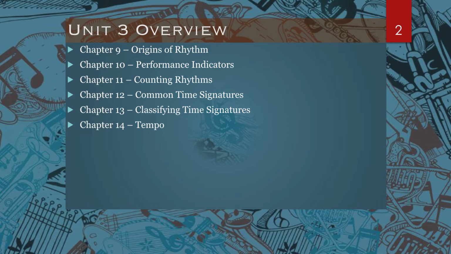In Chapter 12, we're going to deal with the different types of time signatures. We're not going to get into some of the more complex time signatures, but you will learn the most common time signatures in music. In Chapter 13, you'll also learn how to classify those time signatures. We can group time signatures into various categories based on their characteristics. You will learn those categories and how to group them yourself. In Chapter 14, we're going to deal with tempo. So there's a lot that actually goes into tempo in music, and there are certain terms that are important for you to learn in order to understand tempo better.